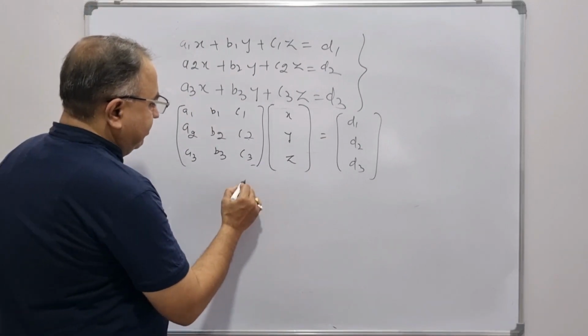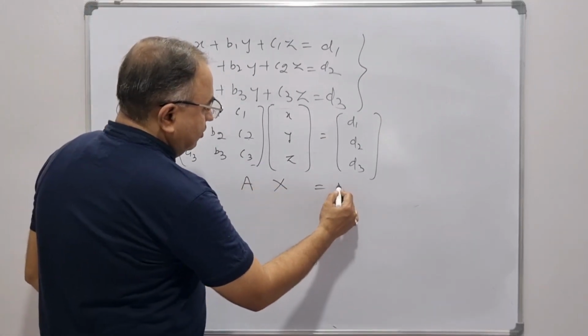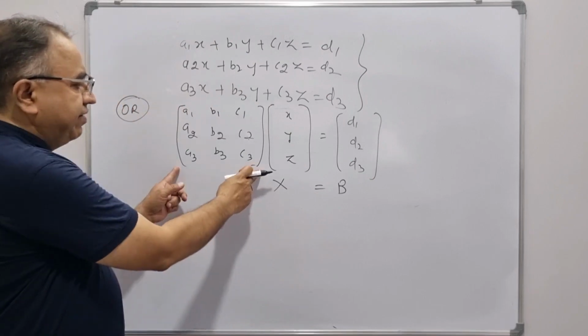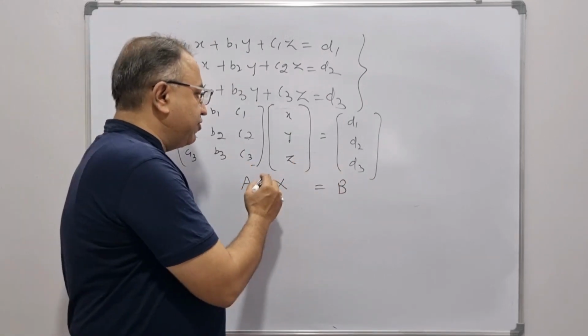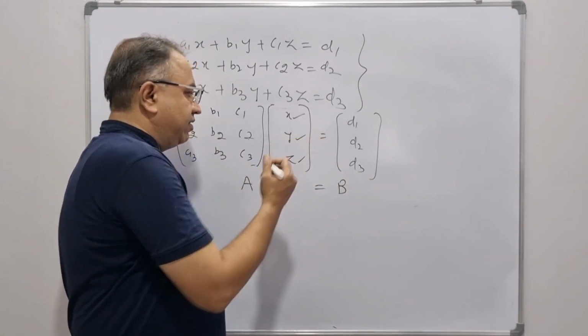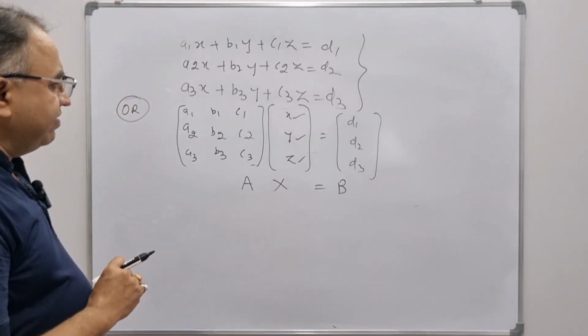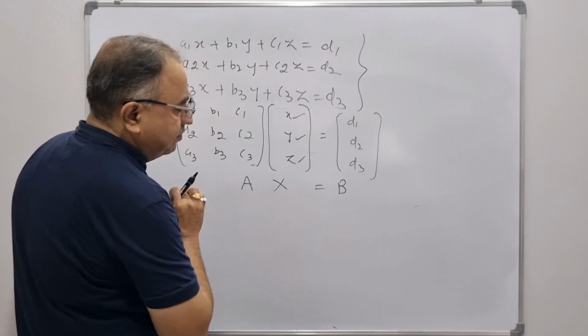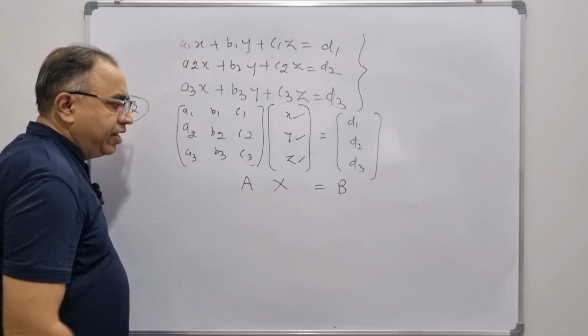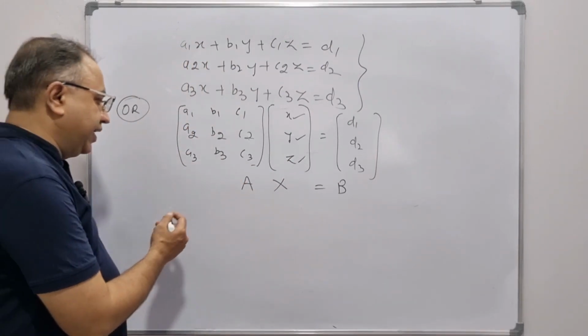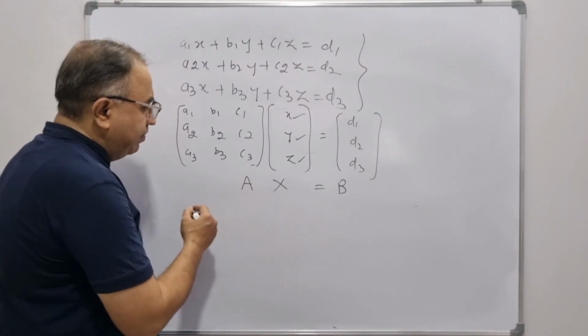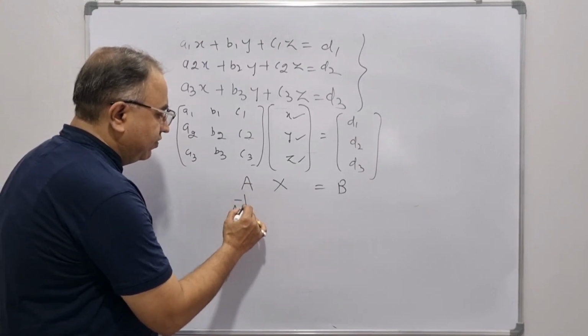Or we can also write it as AX equal to B, where A is this matrix, X is the column matrix, and B is the constant matrix. Our aim is to find the values of x, y, z. The rest are all constants given to us. Now to find this, we have to find the value of X. The question is how we remove A. To remove A, you know that A has to be multiplied by A inverse. So we multiply the equation throughout by A inverse.